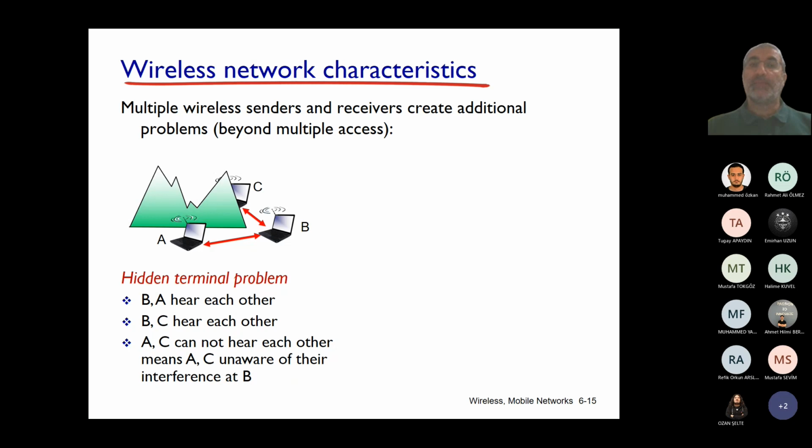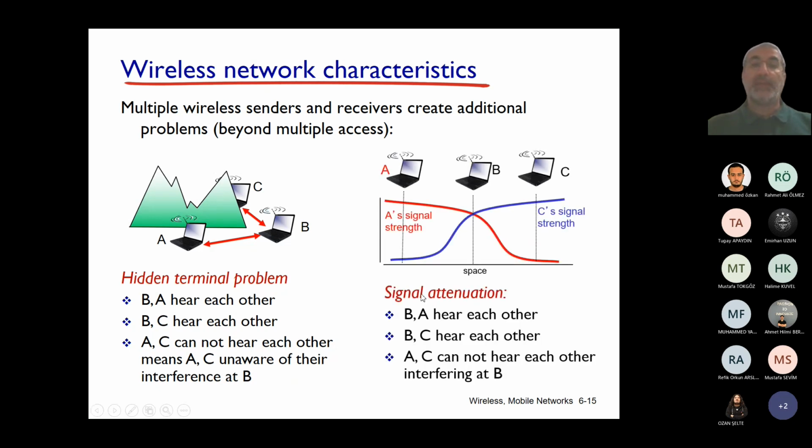In order to dynamically adapt, you can change the modulation. Another problem in wireless networks is called the hidden terminal problem. Let's explain this. Let's say we have 3 wireless hosts: A, B, and C. Assume that B and A hear each other. B and C also hear each other. But A and C cannot hear each other because of these obstacles, these objects.